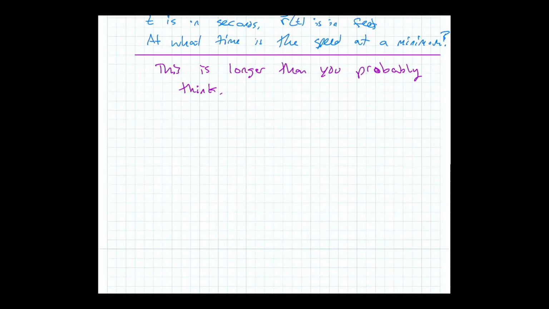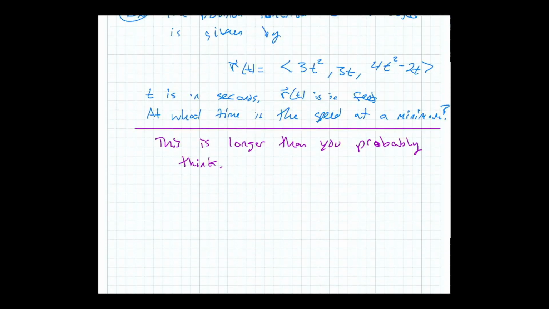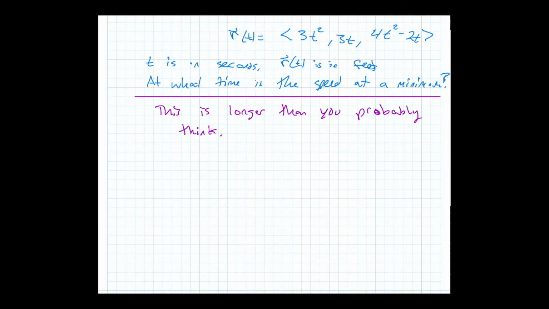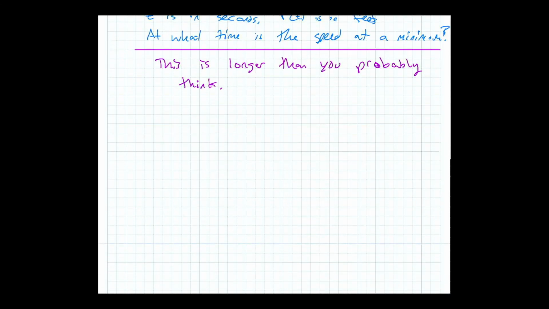Okay, so this is longer than you probably think. Let's go ahead and try to do it. So if we're trying to find the minimum of the speed, of course, we should start out by finding the speed. So let's find speed.